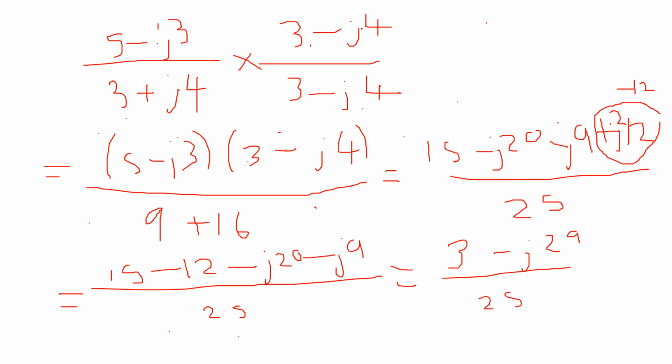So that means this can be written as 3 divided by 25 minus j29 divided by 25. Okay, so you can simply put this into your calculator and simplify, write it in decimal form.